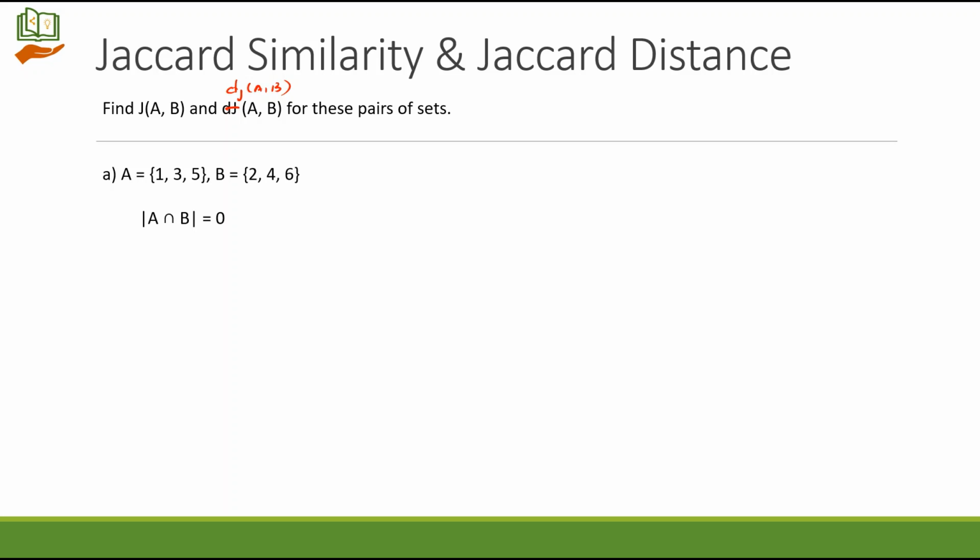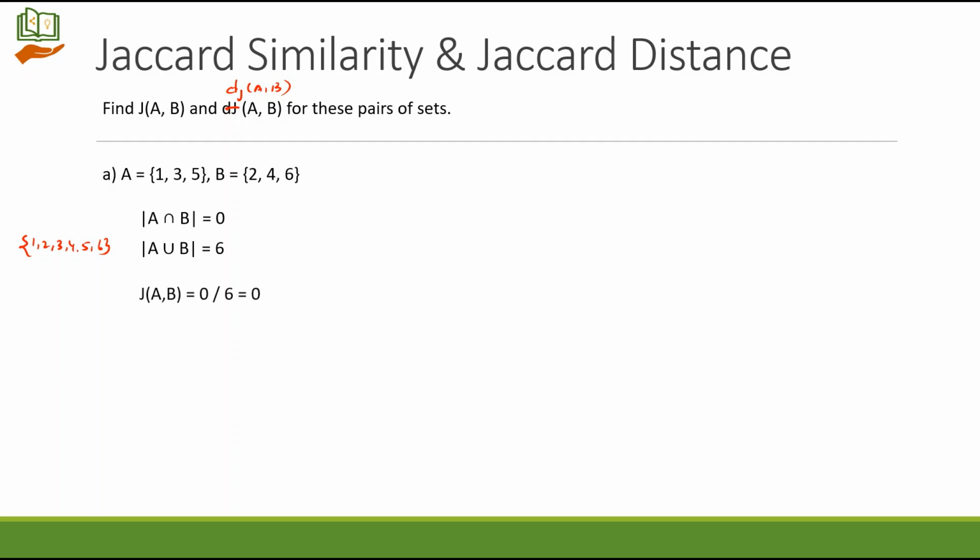We don't have any common elements between these two sets, so we can represent this by the null set, which gives a cardinality of 0. So there are 0 elements in common. What about union? 1, 2, 3, 4, 5, 6. There are actually 6 elements in the union, so we have A union B count as 6 here.